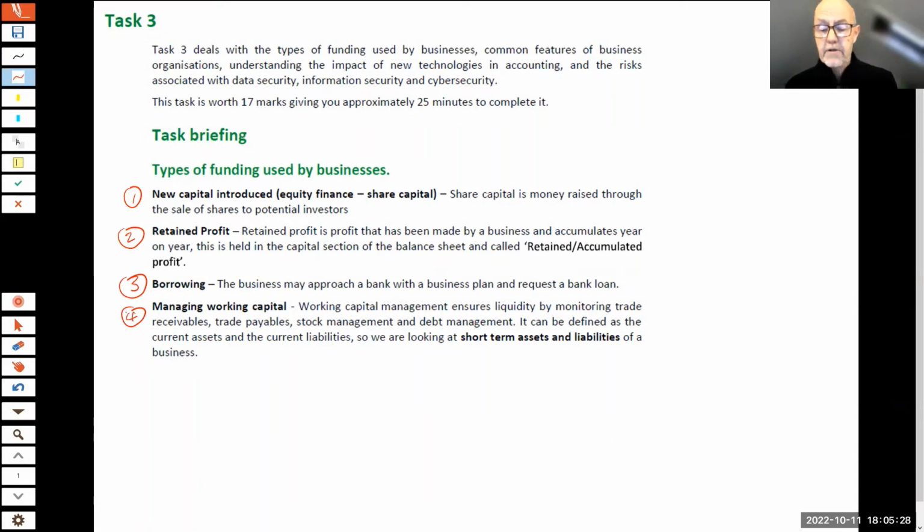Managing working capital ensures liquidity by monitoring receivables, payables, stock management, debt management. The top and bottom of that is if you can get your customers to pay you quicker than you pay your suppliers, then there's a little bit of a buffer in between of cash that you have received from customers you haven't yet paid out to your suppliers. This is not to be underestimated, because if your name is Tesco, of course I'm guessing we all here go to Tesco, not through choice, we just do.